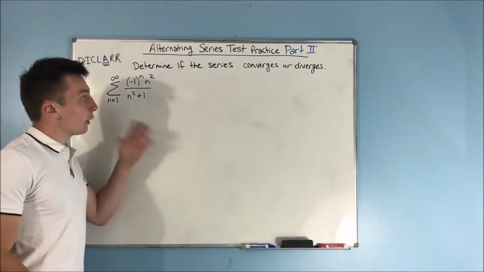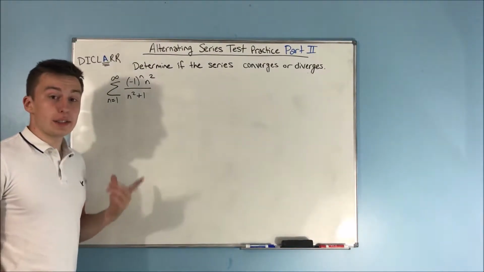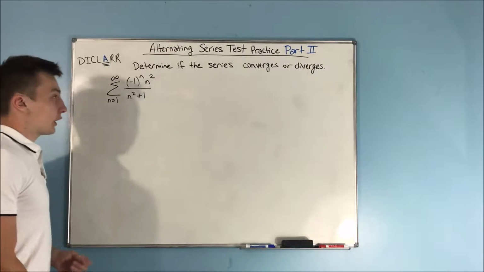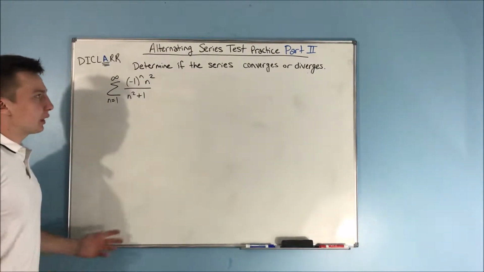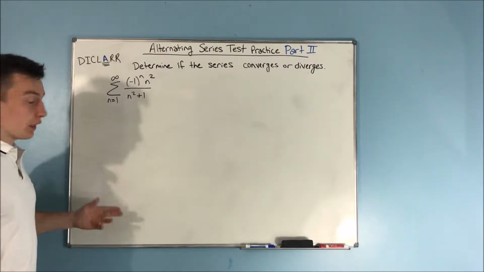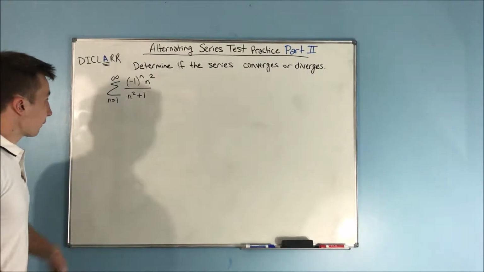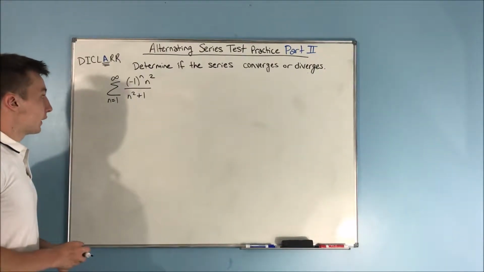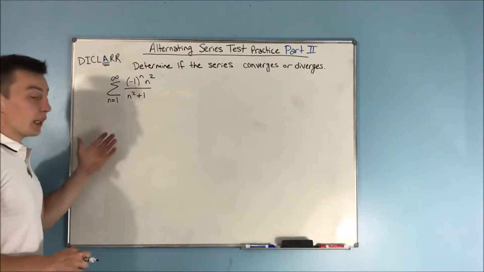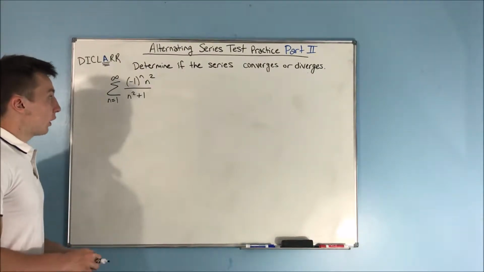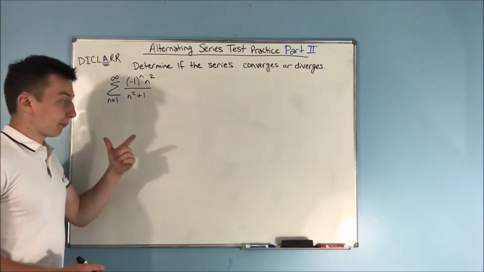Alright, so this video is going to be part 2 of our alternating series test practice. We want to determine if the series converges or diverges. We have the series right up here, the sum from n equals 1 to infinity of -1 to the n times n squared over n squared plus 1.